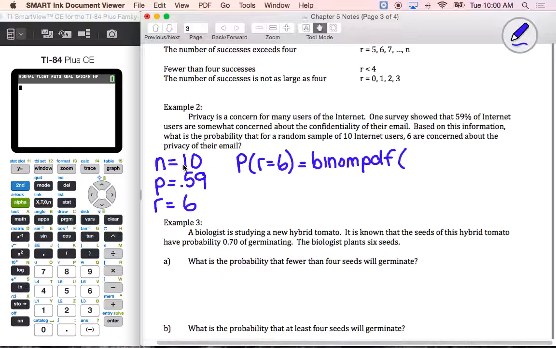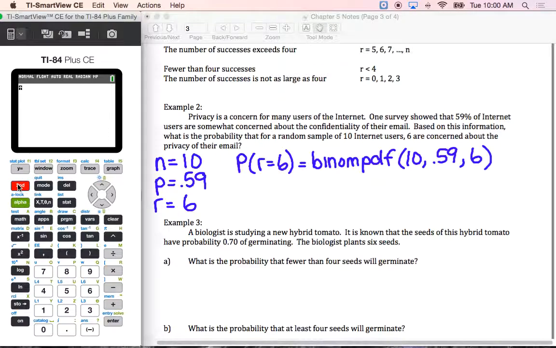And it says how we write this is we put our N, then our P, and then our R. So to get this on the calculator, I'm just following what the steps say. You're going to hit your second button, and then you're going to go to your VARS button. And now you want to find binomial PDF. So we have to scroll down. So you have PDF and CDF. We need the PDF one. So you're going to hit enter.